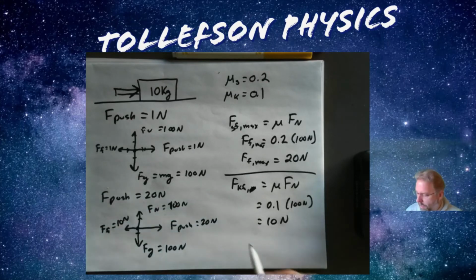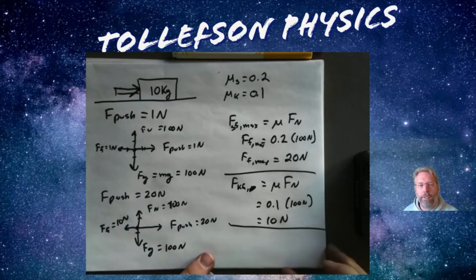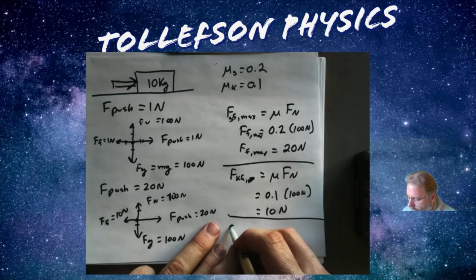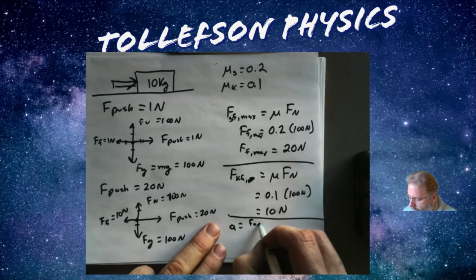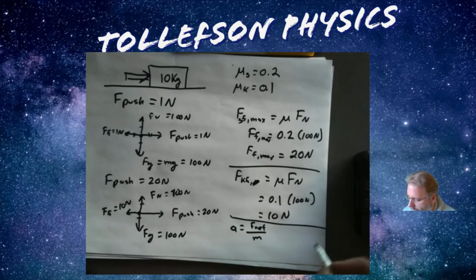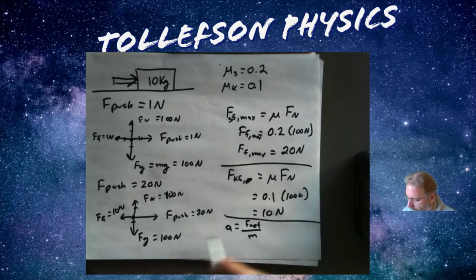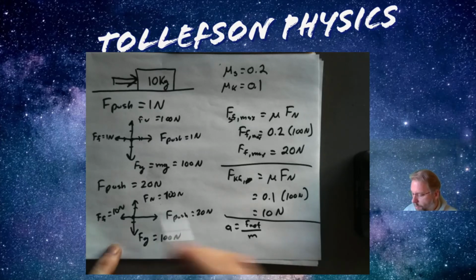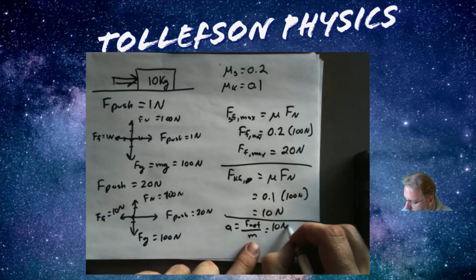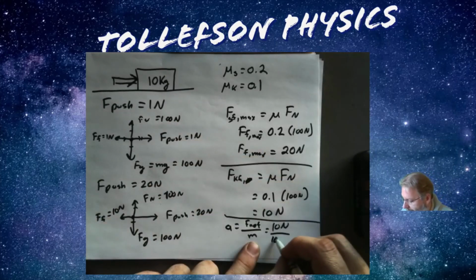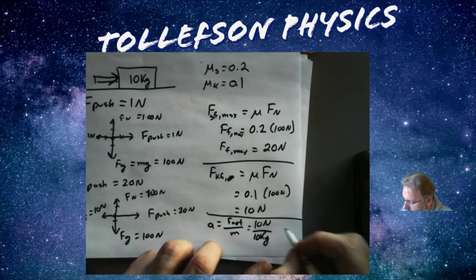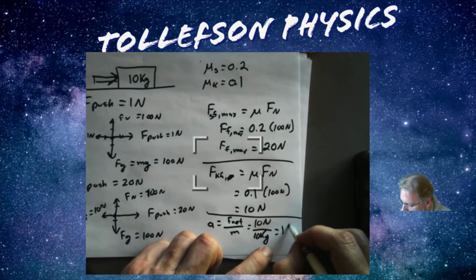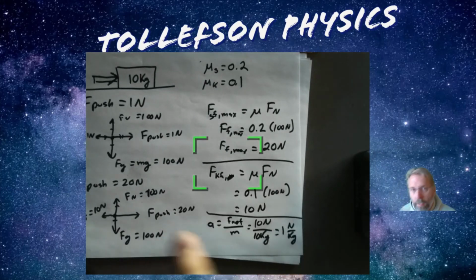Now I can actually calculate the acceleration. Acceleration is based on Newton's second law: the net force divided by the mass. What's the net force in this case? It's going to be in the direction of acceleration, so F push minus F friction: 20 minus 10 equals 10 newtons. And my mass is 10 kilograms, so the acceleration in this case is 1 Newton per kilogram.